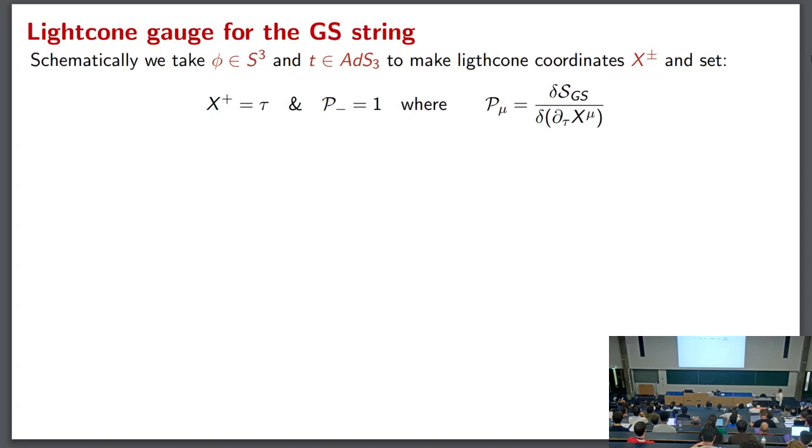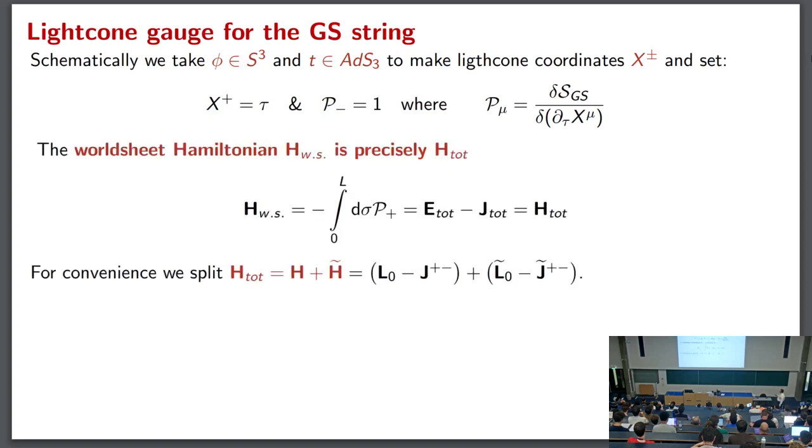Briefly, what is this light cone gauge? Well, you just take a coordinate on the sphere, an angle. You take time in AdS. You package them in some light cone coordinates. You say that x plus is equal to tau, and then the density of p minus, the conjugate momentum, is equal to 1. This is sometimes called the uniform light cone gauge.